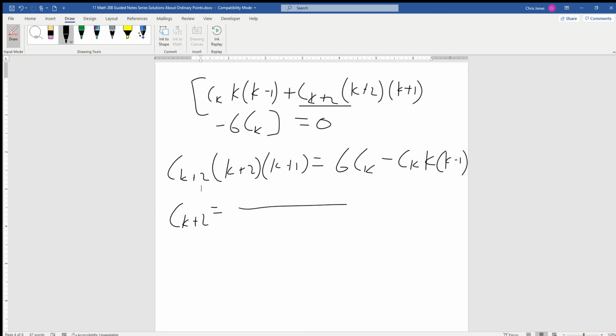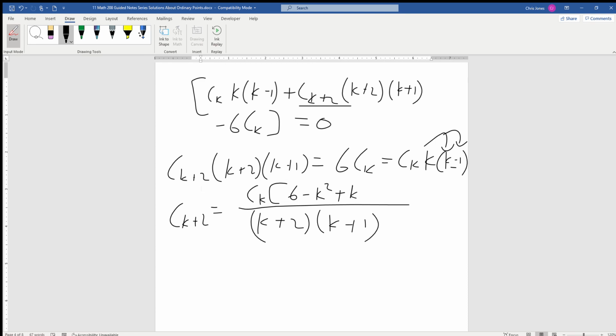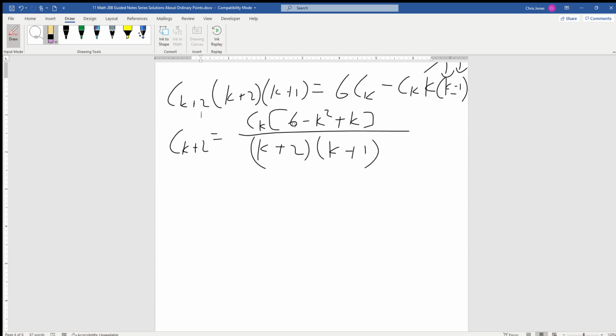And that's going to give us, in the denominator, k plus 2, k plus 1. I'm going to factor out a c sub k from the top. That's going to give us 6 minus, and then I'm going to distribute k to k minus 1. So that's going to be minus k squared. And we have a negative and a negative, so that's going to be a plus k, just by doing a little bit of algebra there. Be careful with your signs when we're doing this. We could factor out a negative from everything right here.